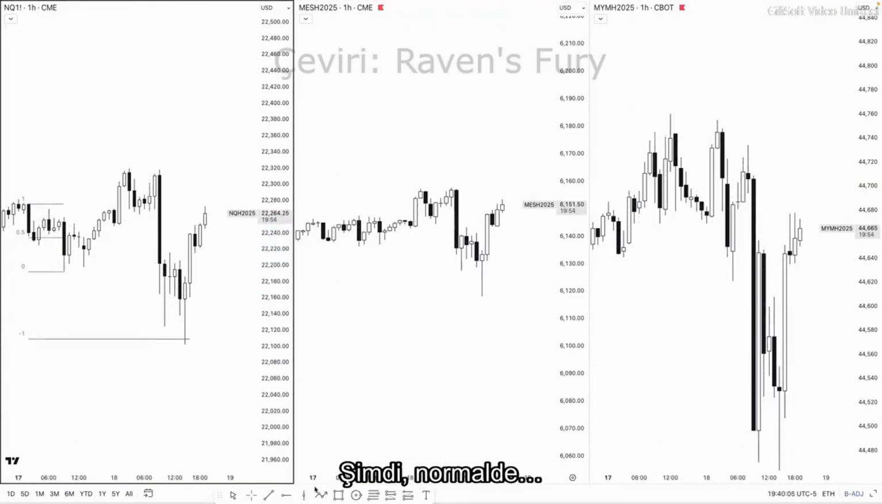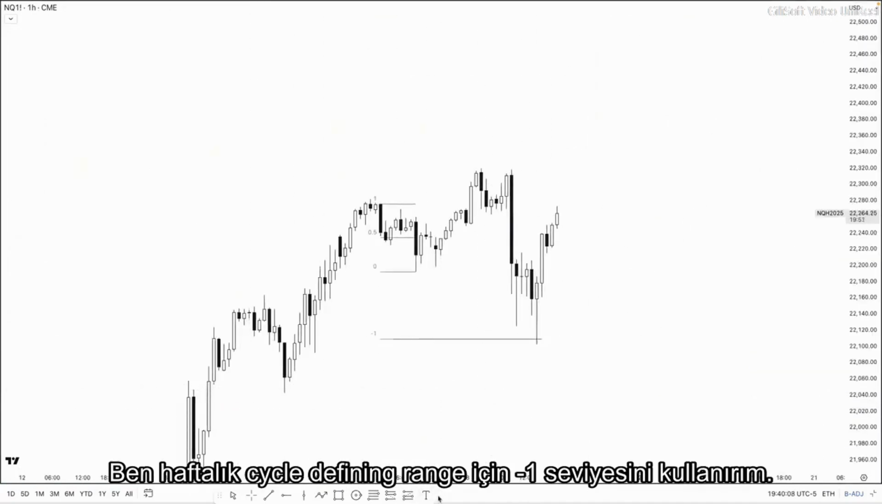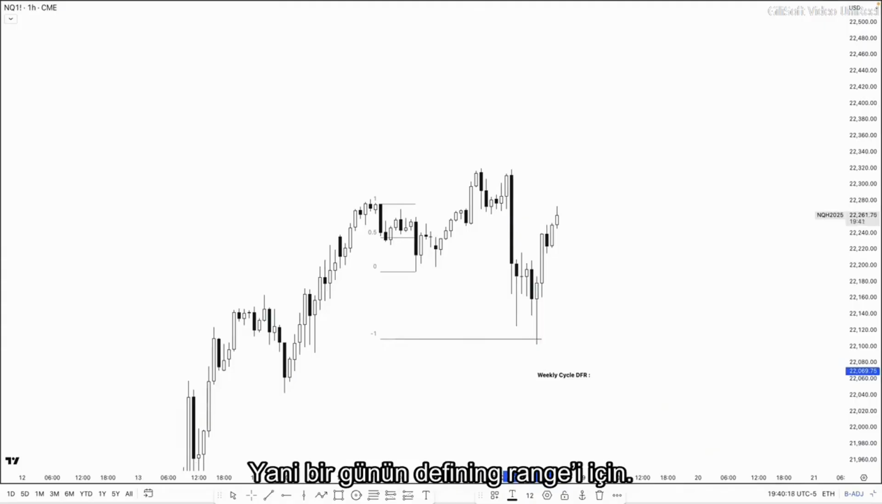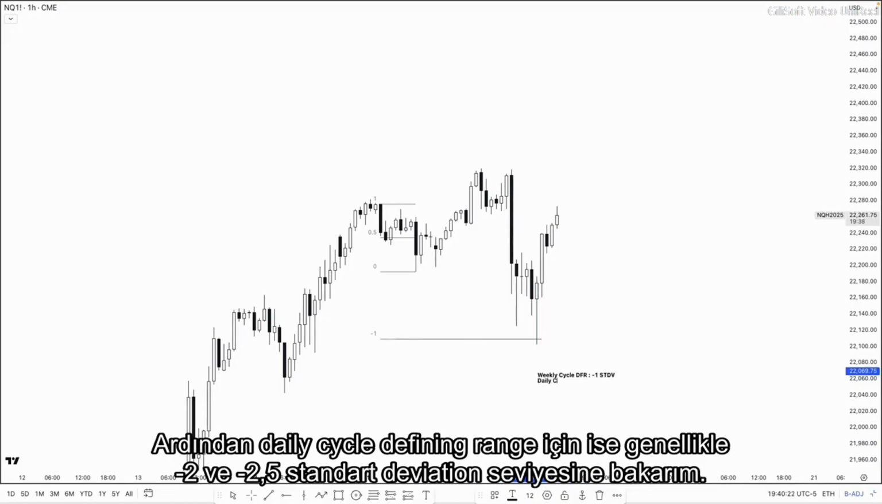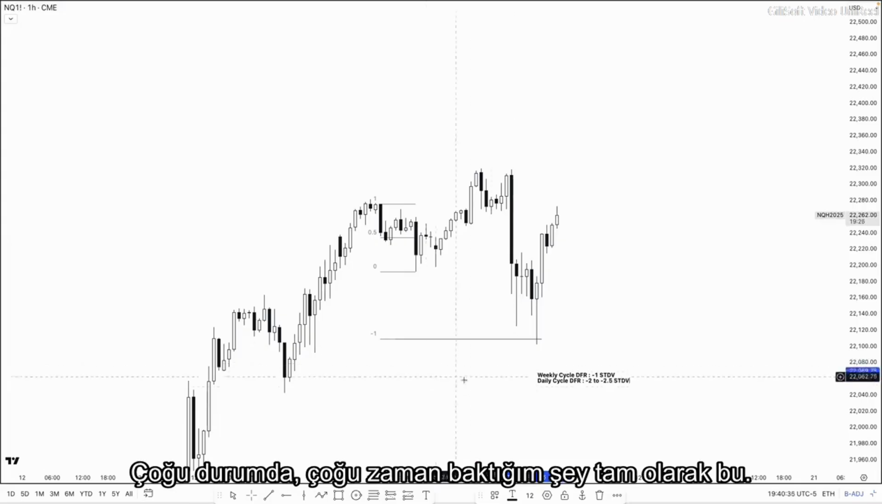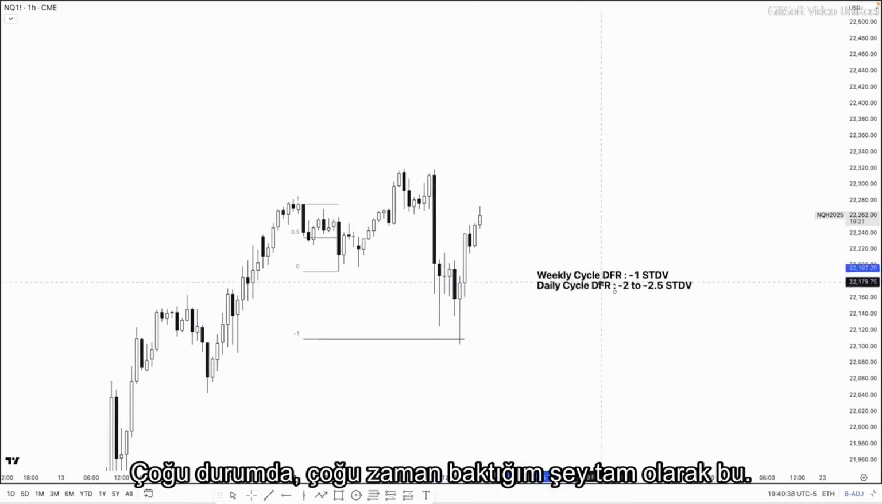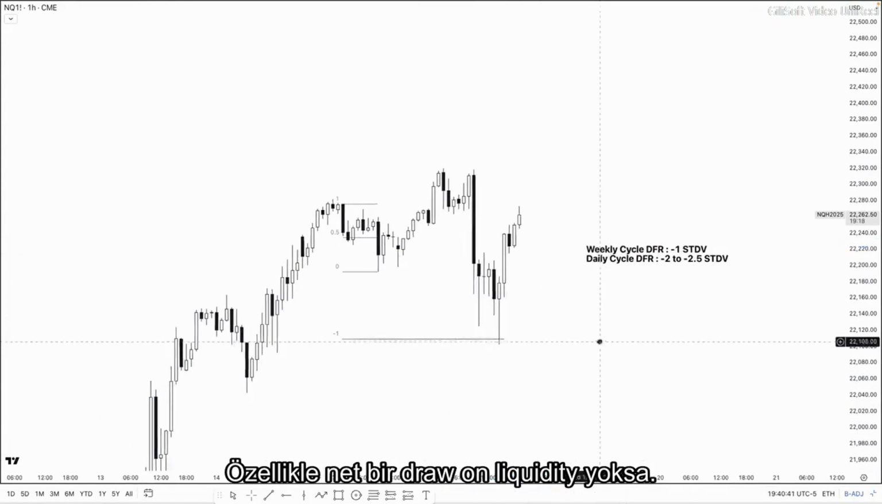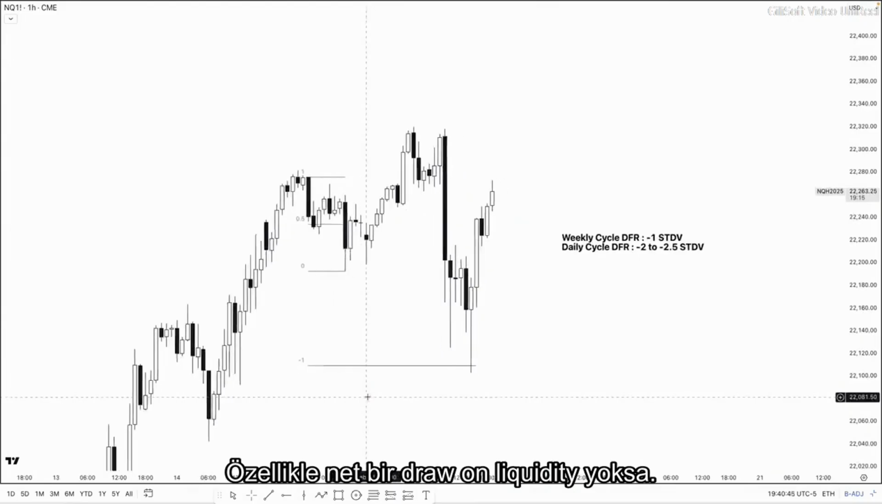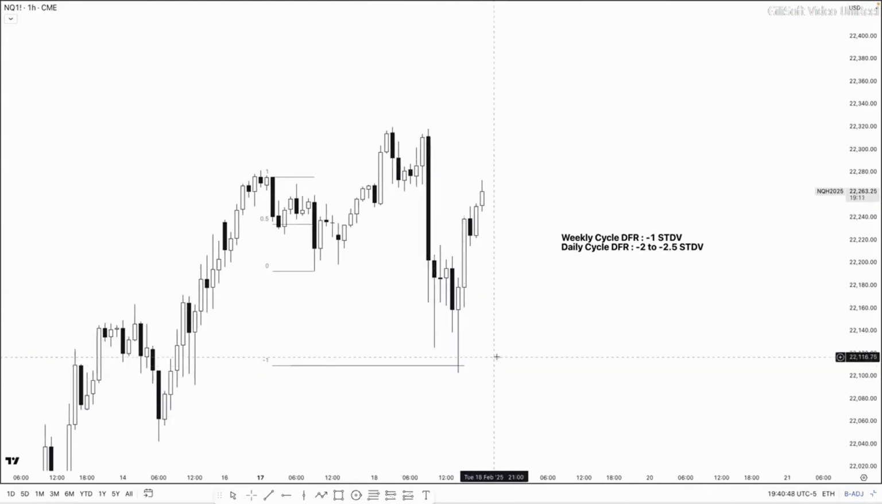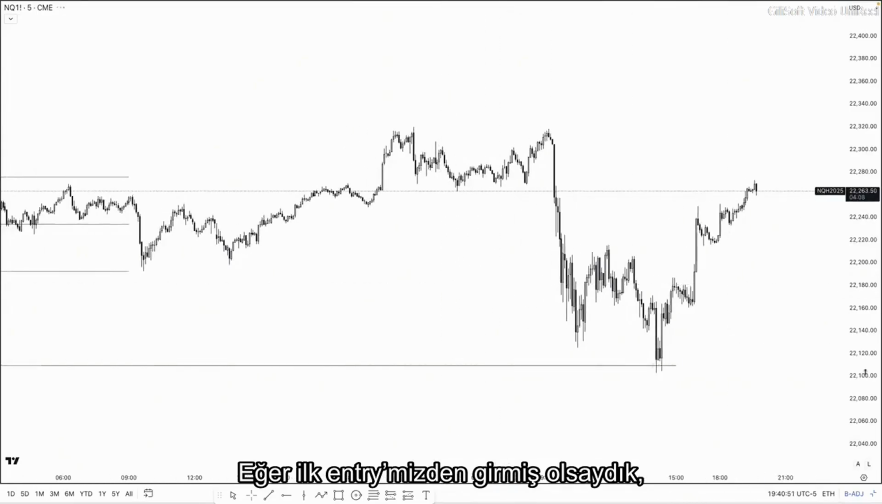Now, typically, I will use the -1 for a weekly cycle defining range, so the defining range of a day. And then a daily cycle defining range, I am usually looking for a -2 to -2.5 standard deviation. Okay, this is what I am looking at for most of the times, in terms of draw on liquidity when there is no clear draw.